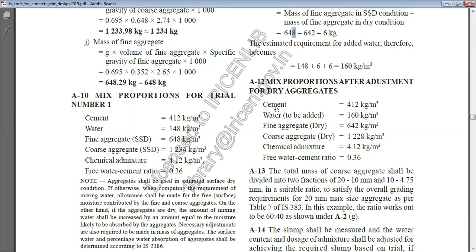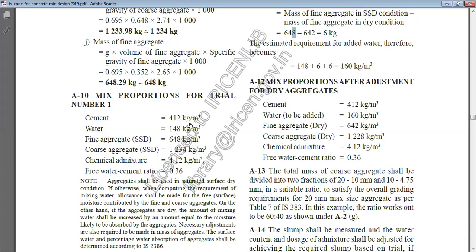This we need to calculate for 1 bag of cement, that is 50 kg; we need to divide all these things. So you can calculate these values with respect to 1 bag of cement, that is 50 kg of cement. Whatever the water, fine aggregate, coarse aggregate, chemical admixture it is for 412 kg, the same thing you calculate for 50 kg, just divide these values with respect to 50 kg. So you get it in terms of 1 bag of cement. This will be our final answer.